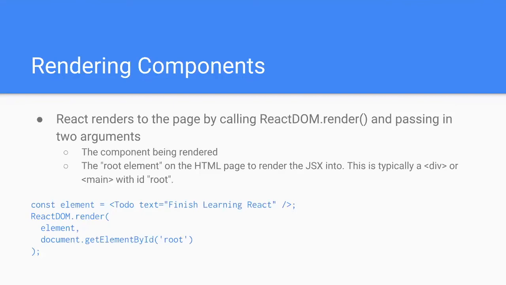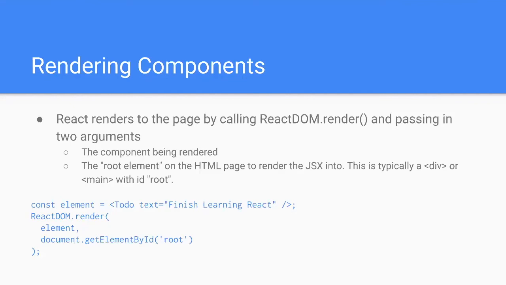And then as a second argument, it gets the root element on your HTML page that it renders the JSX into. So we have to have an actual HTML file when we're using React, and we have to have one element on our page. Usually it's a div or a main with an ID of root, which is just a common pattern. It can be whatever you want. But then we tell React, okay, render all of our components and put it inside this element in the HTML. So we have to have a root element in the HTML that React then puts everything into.